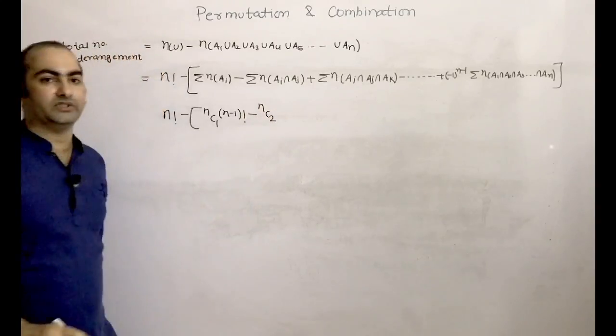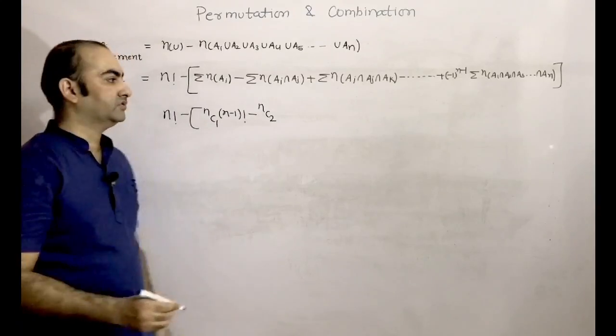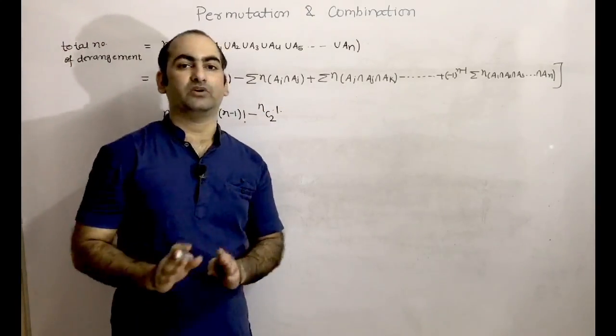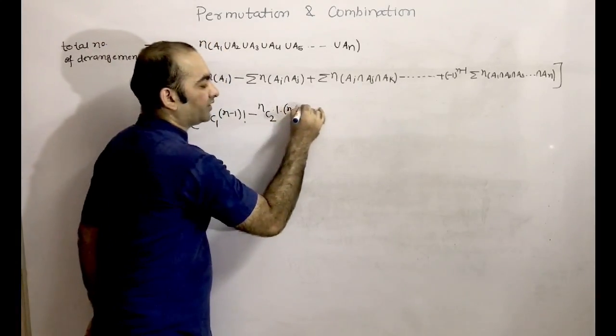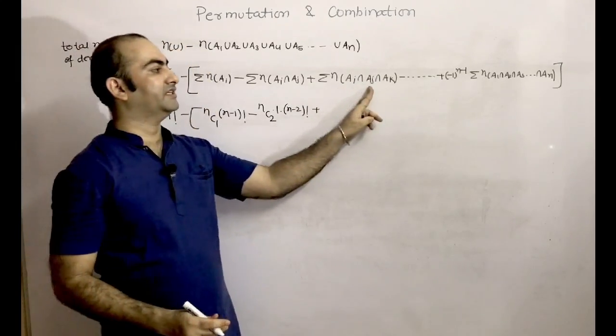So first we have to select two things, that is nC2. Now the two things go to the correct place, that is one way only, so into 1. The remaining n minus two things we can arrange in any number of ways, that means there is no condition. So what will come? n minus 2 factorial.